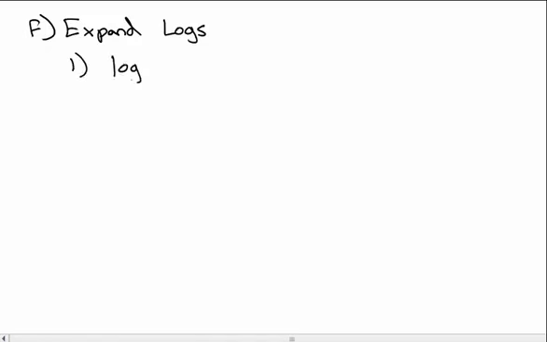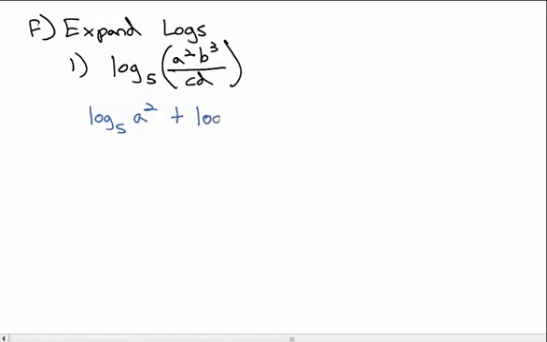So for example, if we have log base 5 of a squared b cubed over cd, we could expand this out so that each factor gets its own log. So we're going to do a log base 5 of the a squared plus, because it's positive, it's in the numerator, log base 5 of b cubed. The c and d are in the denominator. They're negative exponents, so they're negative logs. Negative log base 5 of c, negative log base 5 of d.